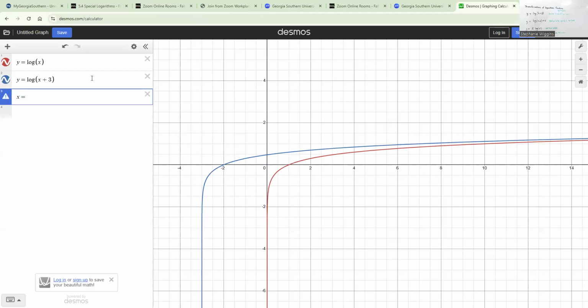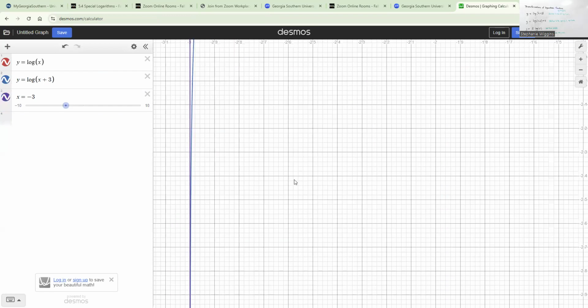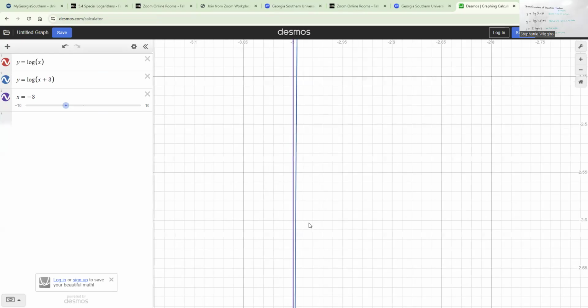Asymptotes are always in the form x equals a constant. So you can see the asymptote here is the line x equals minus 3. And if you zoom in, it gets closer and closer, but never touches. So that's an asymptote.